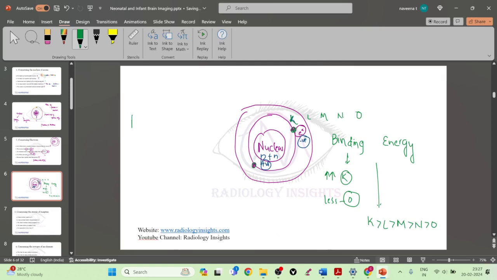Then, the mass of electrons is very less, and the mass of protons is approximately 1836 times the mass of an electron. And what is the mass of an electron? It is very less, that is 9.1 into 10 to the power of minus 31 kgs. So these are the important points concerning electrons.